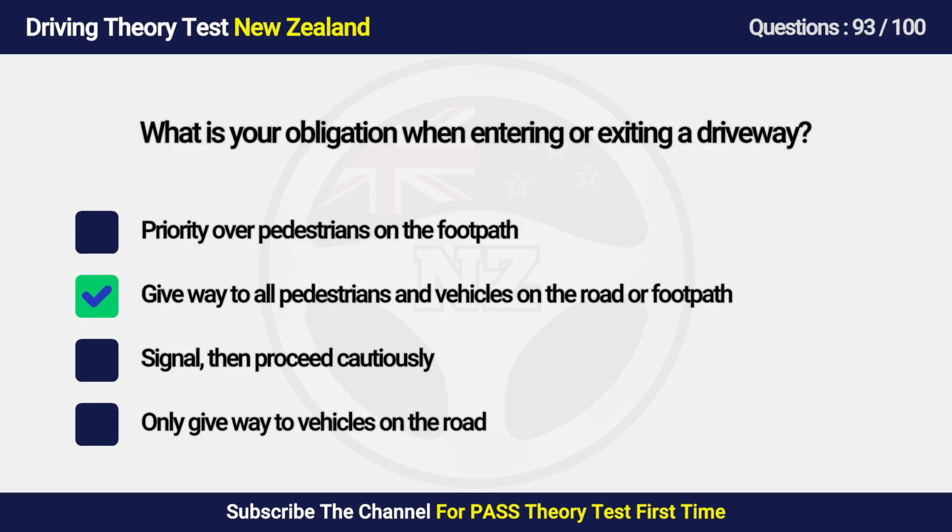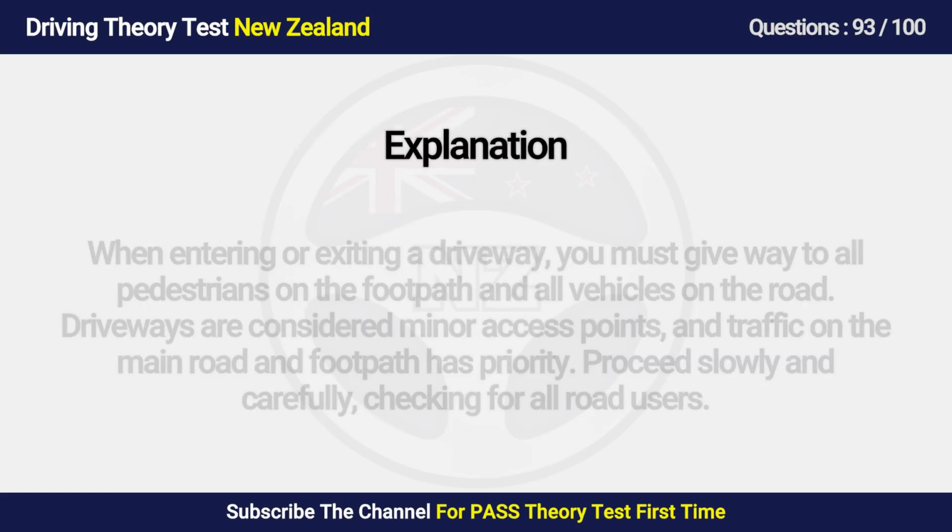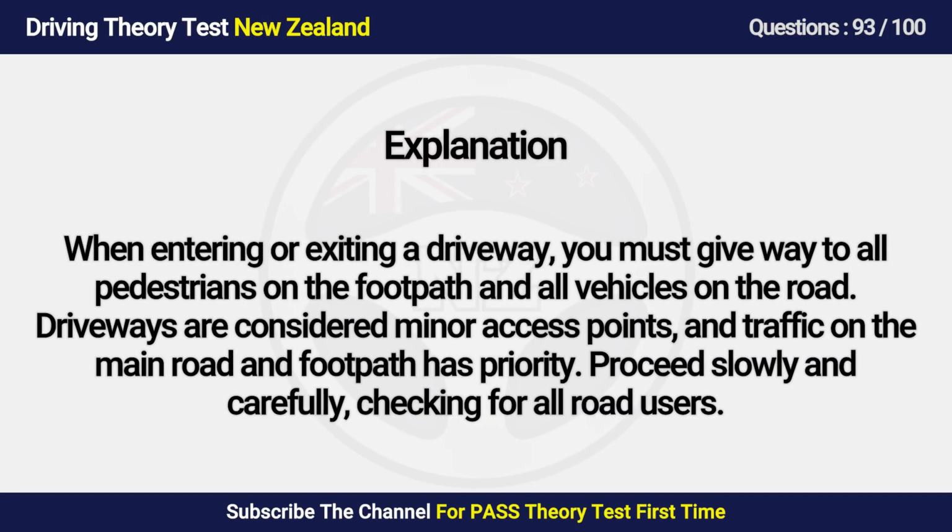Answer is B. Give way to all pedestrians and vehicles on the road or footpath. When entering or exiting a driveway, you must give way to all pedestrians on the footpath and all vehicles on the road. Driveways are considered minor access points, and traffic on the main road and footpath has priority. Proceed slowly and carefully, checking for all road users.